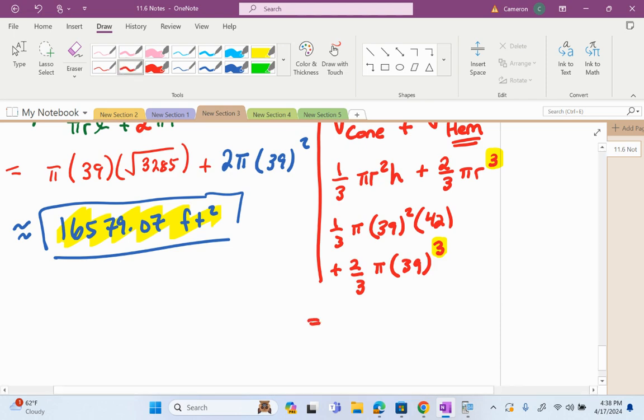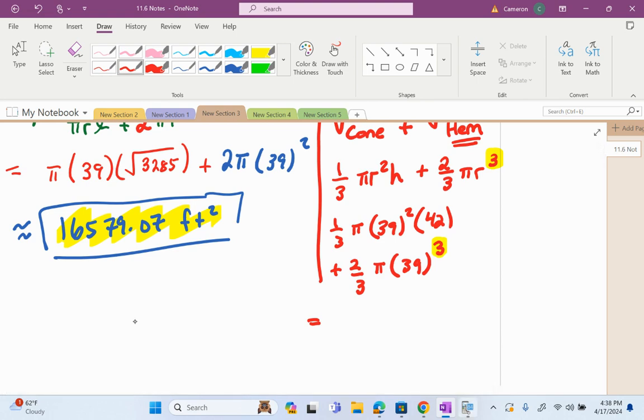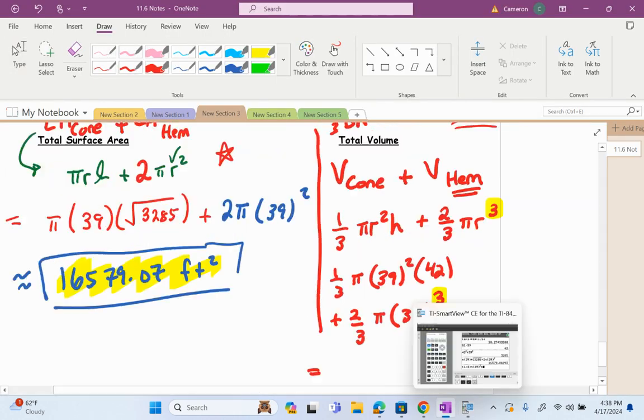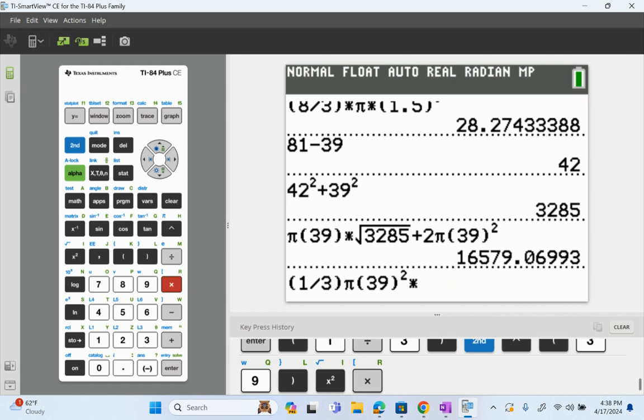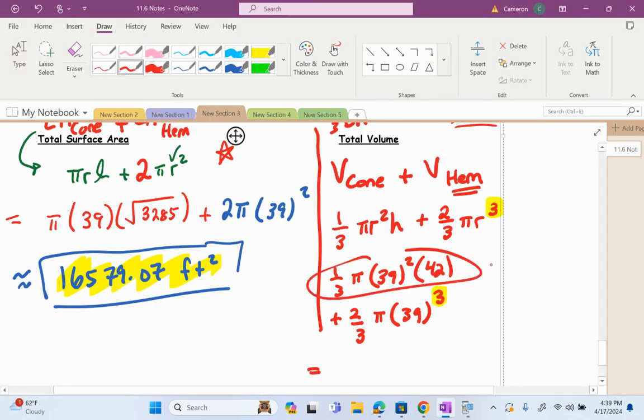And again, we're going to round this so we could just type this in all at once if we want. 1/3 pi times 39 squared. Don't forget to square that 39. Times the height of the cone, which was 42. This one's kind of long. I'm going to split this one up into 2 parts. Okay, so that's the volume of the cone. Now I'm going to do plus. You could do this all in one line. It's just getting kind of long. So that takes care of the first part here. Check.